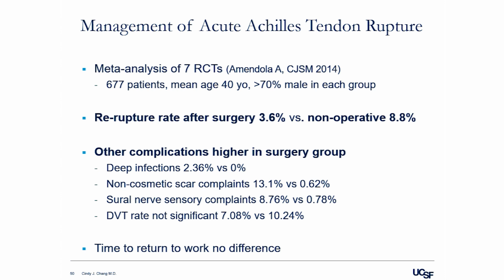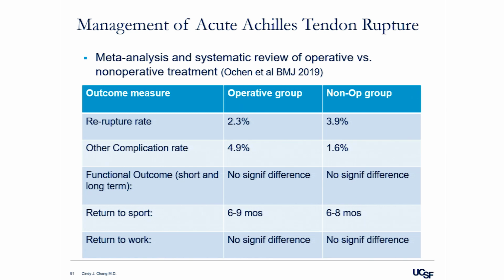The DVT rate is actually not statistically significant, but anytime you mobilize, you're going to increase your risk of a DVT. And the time to return to work was no different, but these weren't athletes. Okay? This is a meta-analysis and systematic review of operative versus non-operative by Ochen, and actually, these numbers weren't so different. Re-rupture rate, not so different. Other complications rate, higher in the operative group. But if you look at functional outcome, short and long term, return to sport for those who were sporters, and return to work, no significant difference.